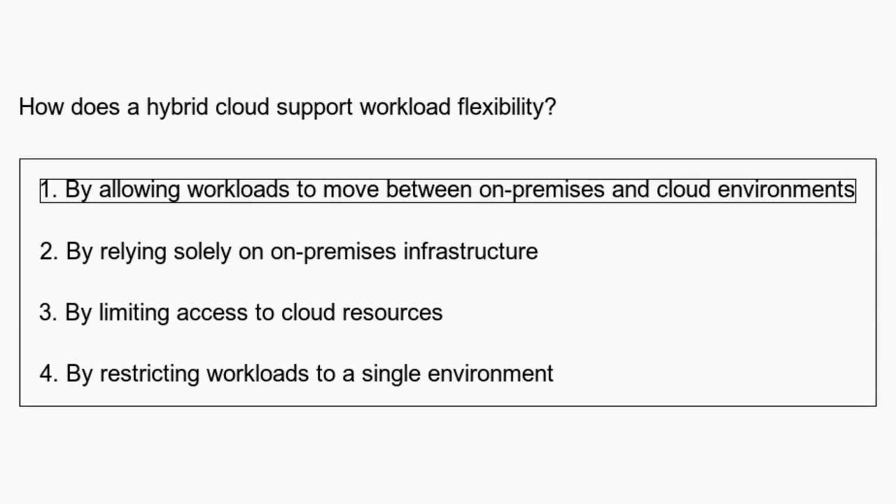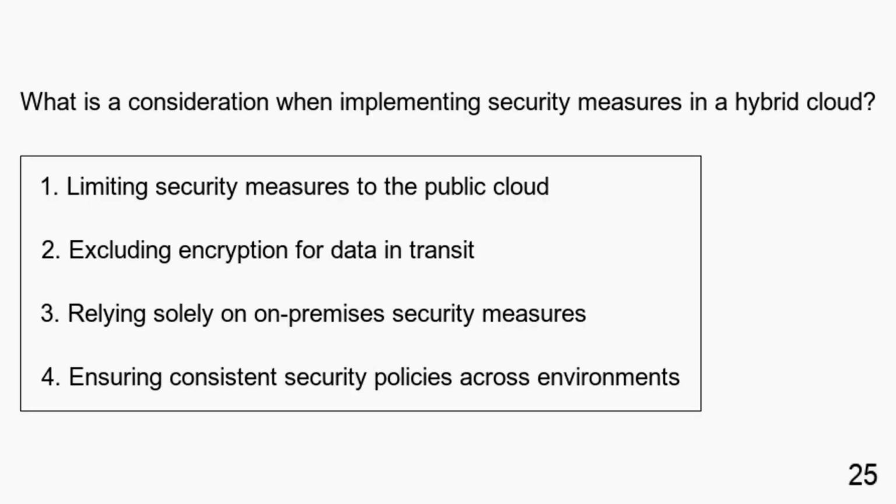Hybrid clouds allow workloads to move seamlessly between on-premises and cloud environments, providing flexibility based on workload requirements. What is a consideration when implementing security measures in a hybrid cloud? Limiting security measures to the public cloud. Excluding encryption for data in transit. Relying solely on on-premises security measures. Ensuring consistent security policies across environments.